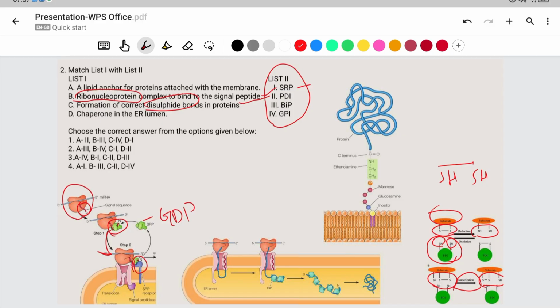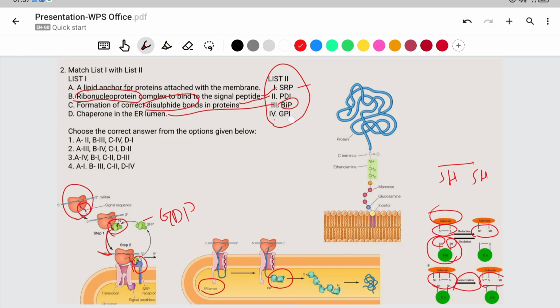And next comes the BiP. BiP also we have seen in the first question. So this is the BiP protein. BiP stands for binding immunoglobulin protein. That is a specific kind of protein that is present in abundant amount in the ER lumen. So that is a chaperone protein. It will come and fold the protein in a certain way so that it can get its exact tertiary structure. So the chaperone in the ER lumen is the BiP.